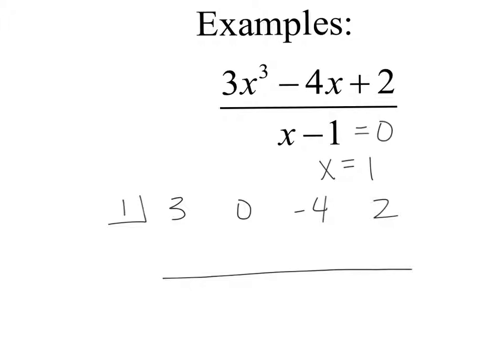This is so awesome. What you do first is you bring down the 3. And then you multiply the 3 by the 1 and you put it here. And then going down, you add. So I'm going to write 0 plus 3 is 3. And now you do it again. 3 times 1 is 3. And then you add. And then you multiply -1 times 1. And then you add.